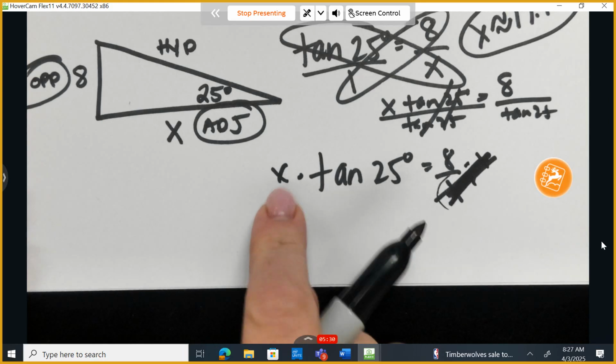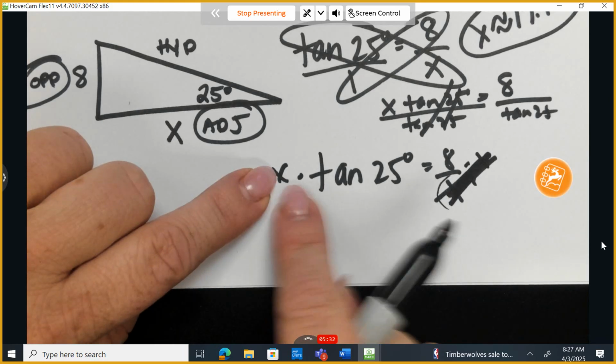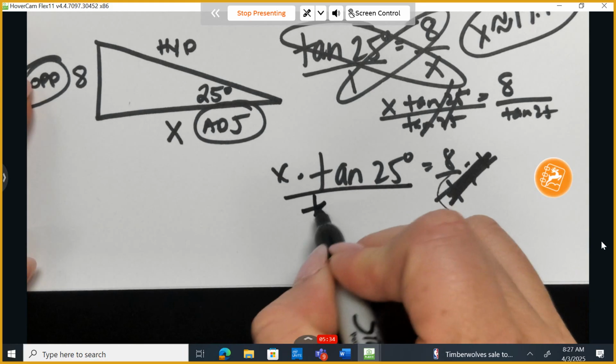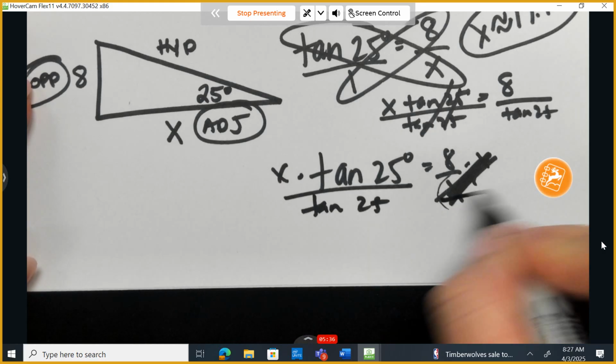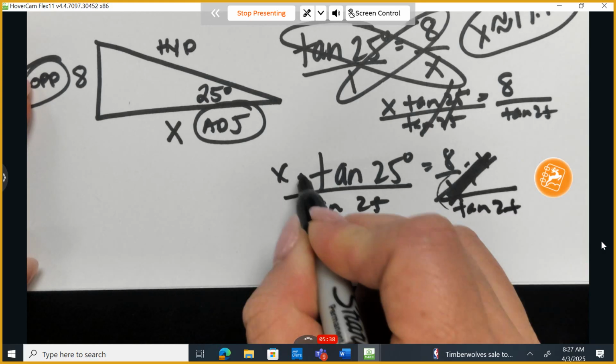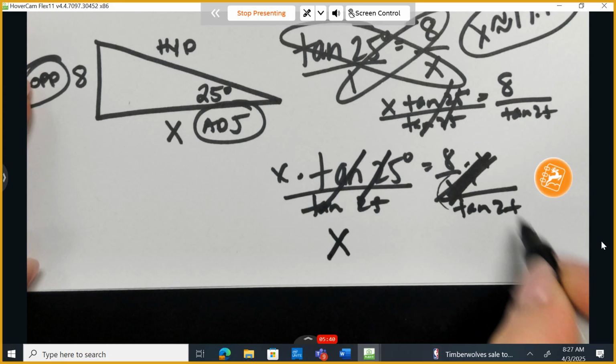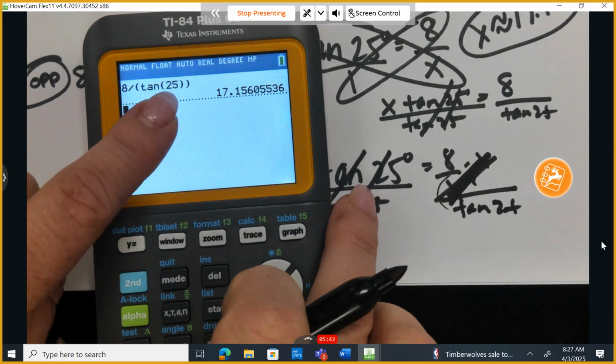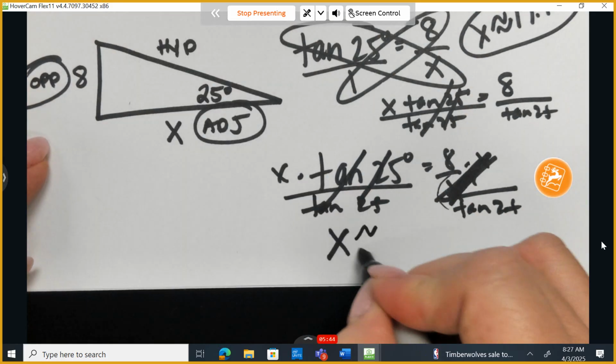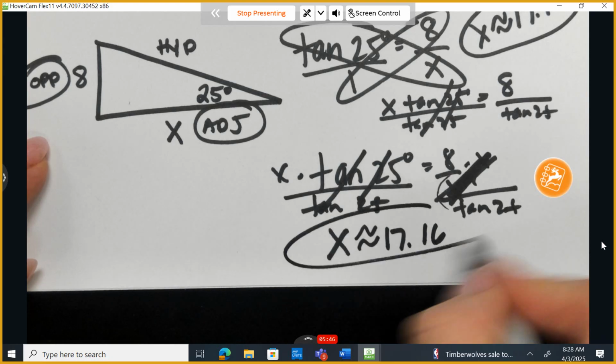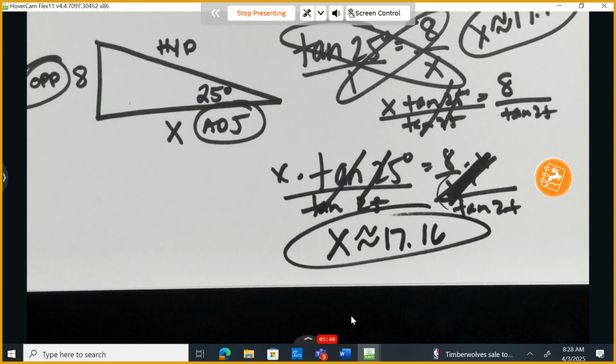Now I'm like, okay, but now I need to isolate the x. And x is being multiplied by the tangent of 25. So I'm going to divide by the tangent of 25, and I'm doing that because opposite of multiplying is dividing. And now x is by itself. Again, I'm plugging in 8 divided by the tangent of 25, and I get the same answer, 17.16, when I go ahead and round it.